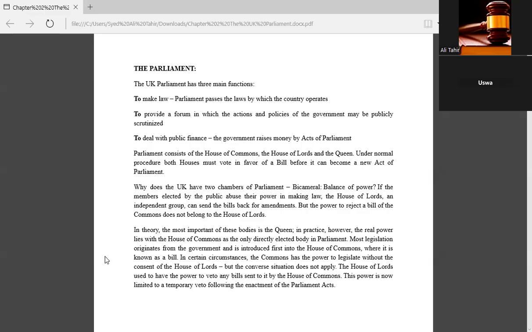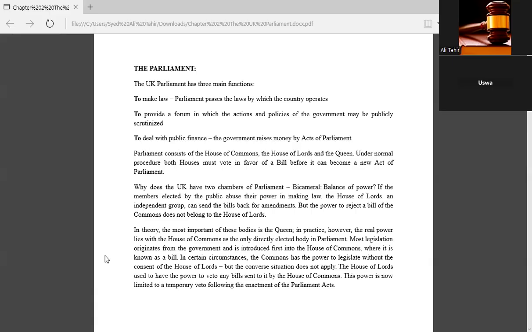The UK Parliament has three main functions. First, it will make the law. It is the chief legislative body of the state. It is sovereign, and it may make any laws that it pleases. To make law, Parliament passes laws by which the country operates.